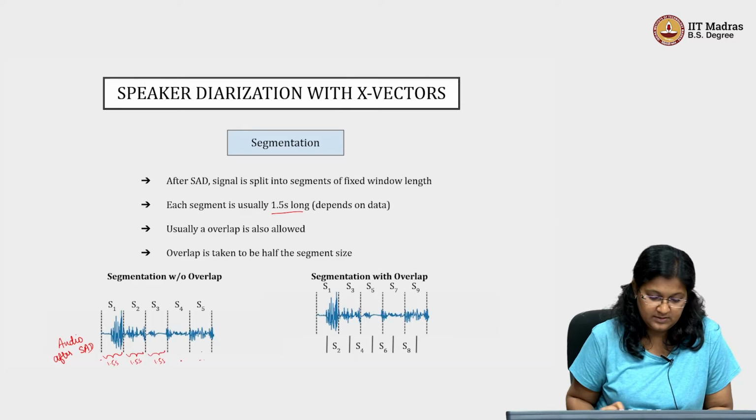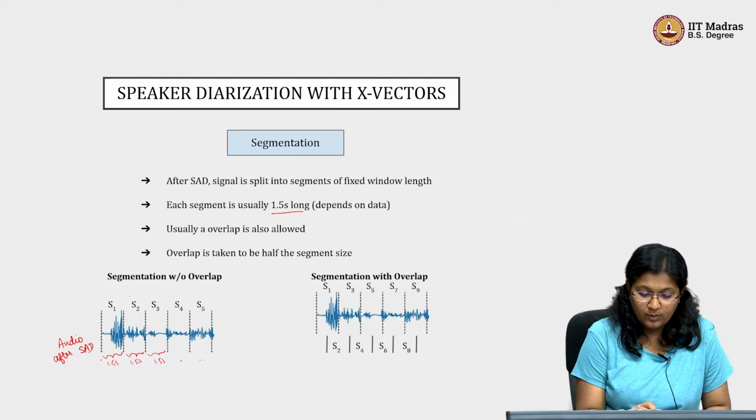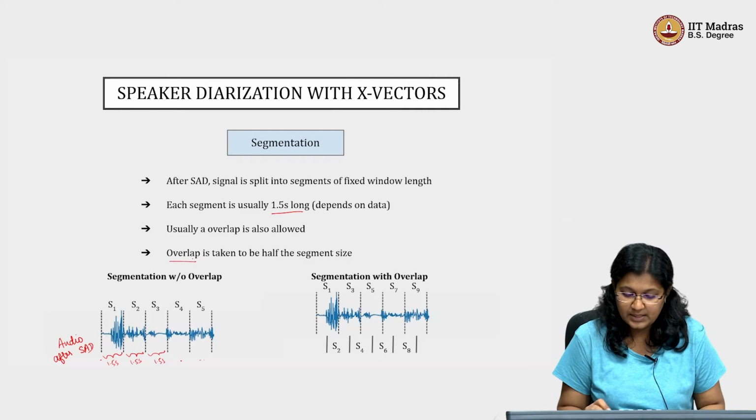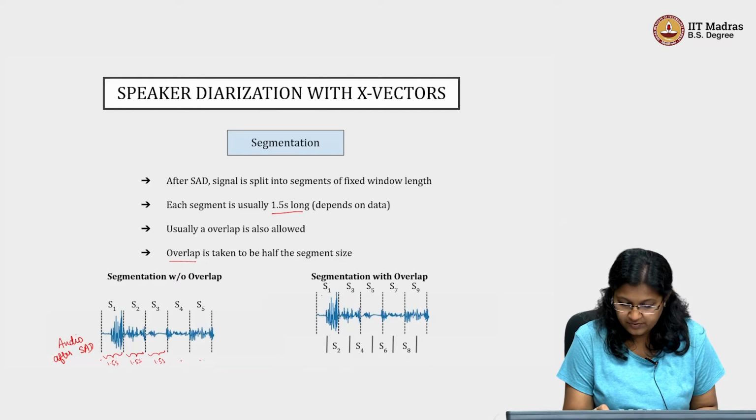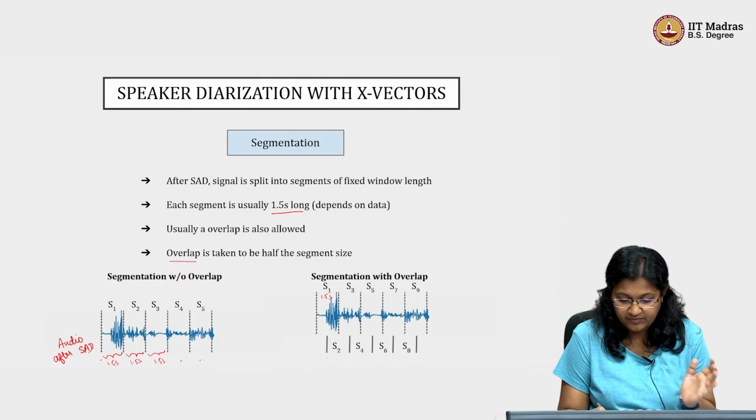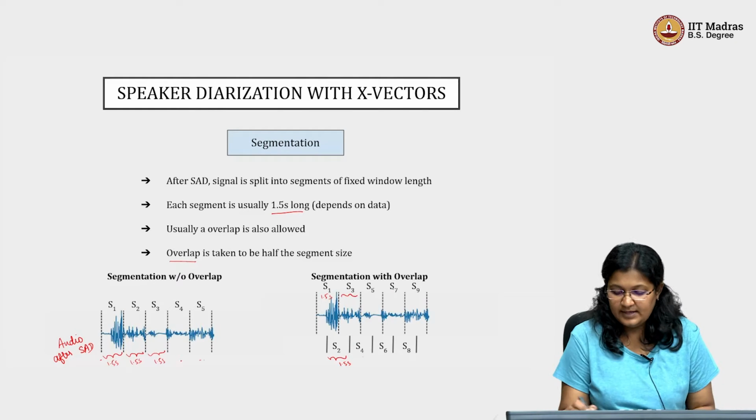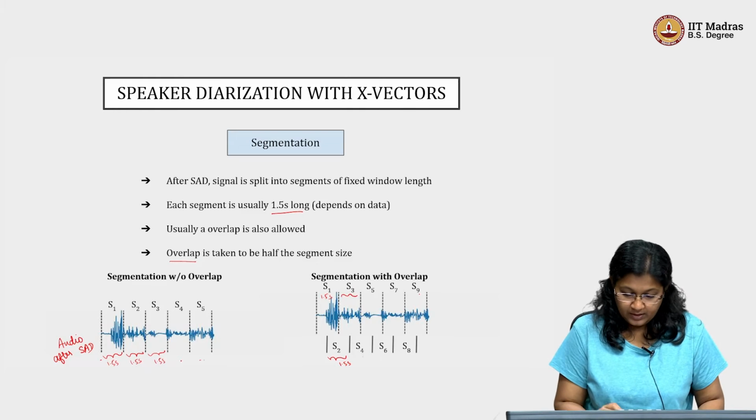Similarly, this and this segment, okay. Now, there are 5 segments in this audio. If I allow overlap, what's going to happen? This is my 1.5 second long audio, S1. Because I am going to allow overlap, the second segment starts halfway through S1 and goes till this region. So, this is another 1.5 seconds, this is S2, and then S3, S4, S5, S6, and it goes on. Okay.